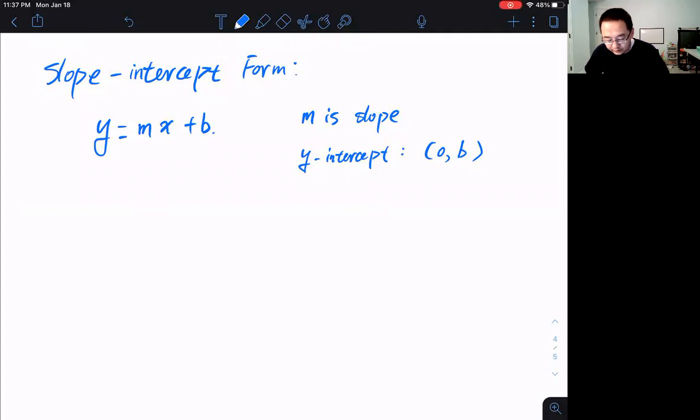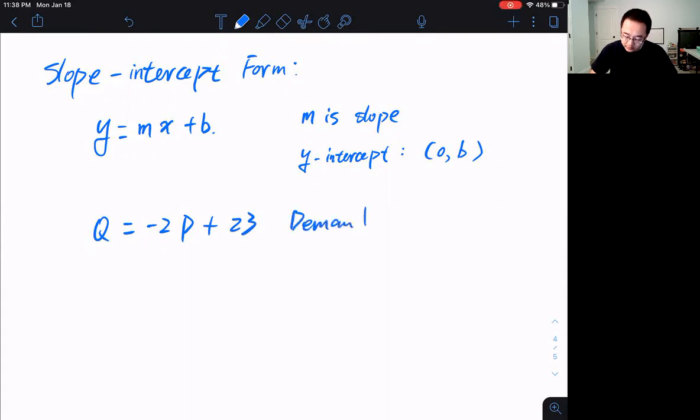This is the kind of form that your demand curves and supply curves take on. Where it says Q equals, let's say, -2 times P plus 23, and if this is your demand curve, you can see that here it is exactly this form. Quantity is dependent on price, and they have a negative relationship, so it's a negatively sloped line. Hopefully that confirms with you that this is your negatively sloped demand curve, or actually better yet, I'll just draw it. So price, quantity is negatively sloped.